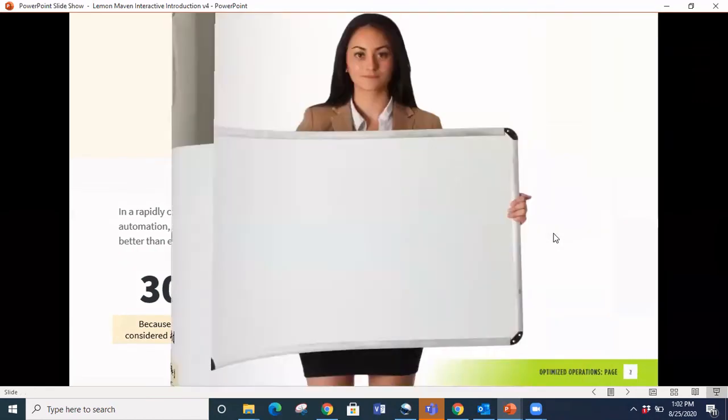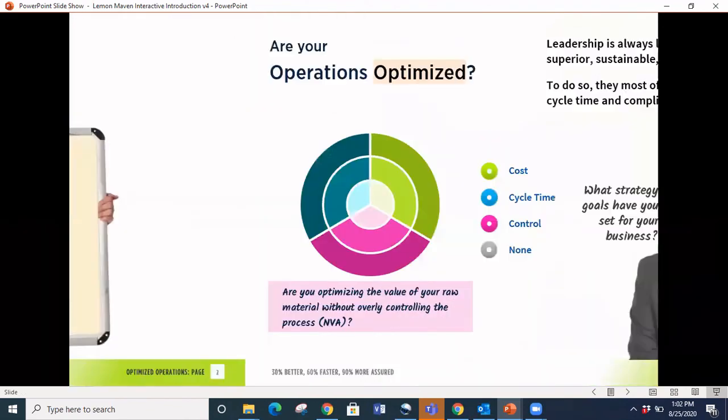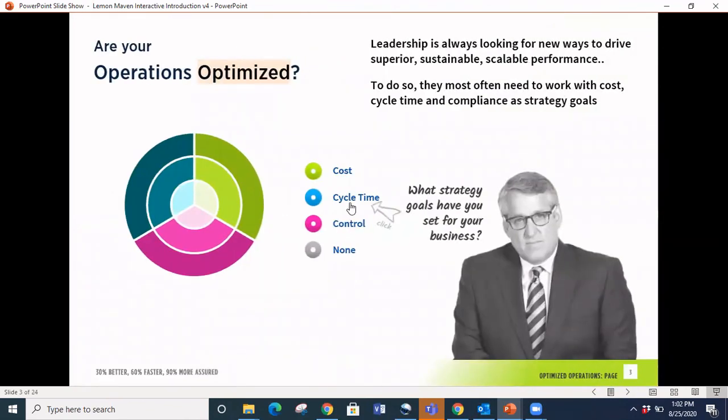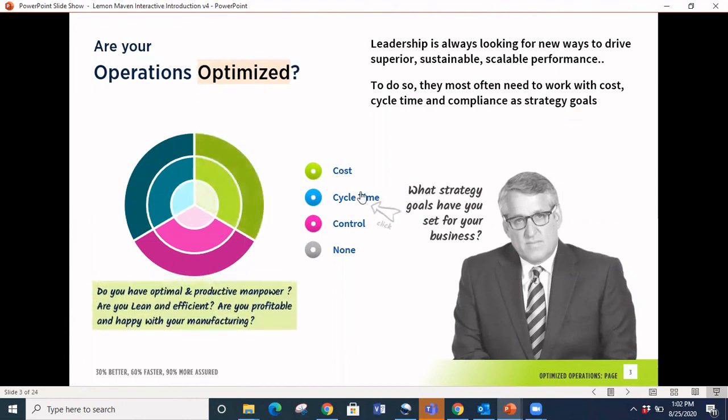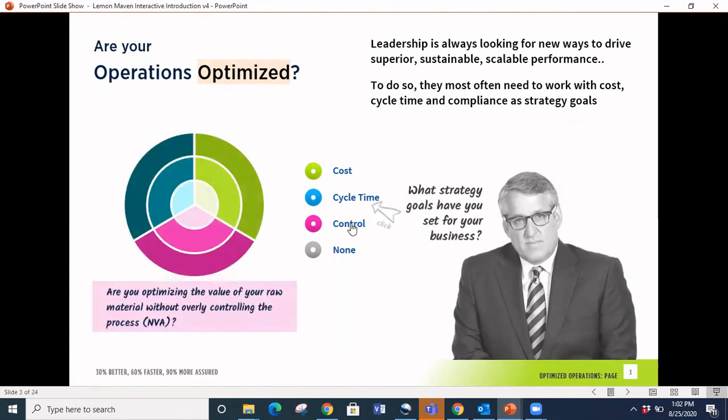Now, since we have defined Maven as a tool to optimize operations, let's look at what optimization means. Many people define optimization as something linked to achieving their cost related goals, or their cycle time related goals, or their control related goals. But ideally, and we have seen it in a lot of use cases, optimization is really a combination of all these three goals, which is cost, cycle time, and controls.